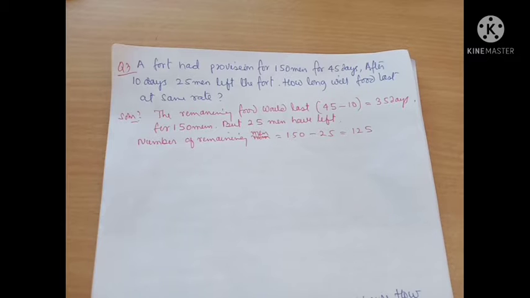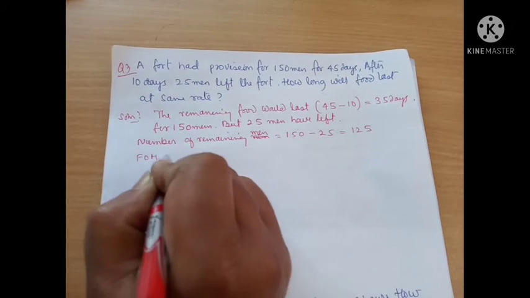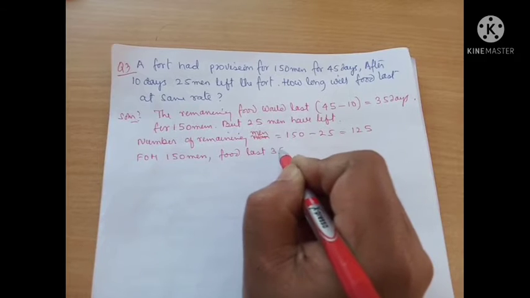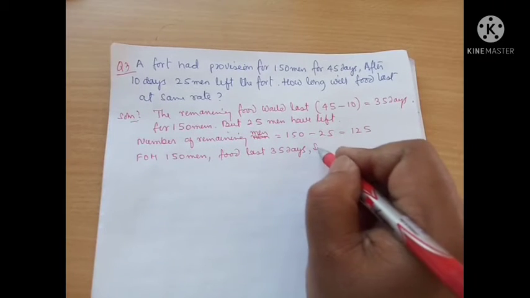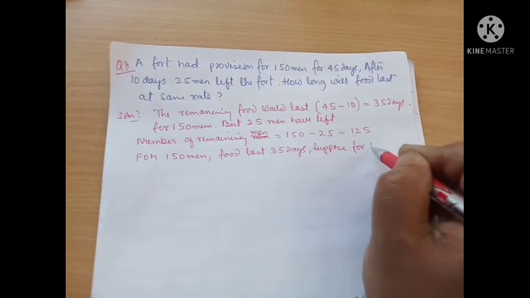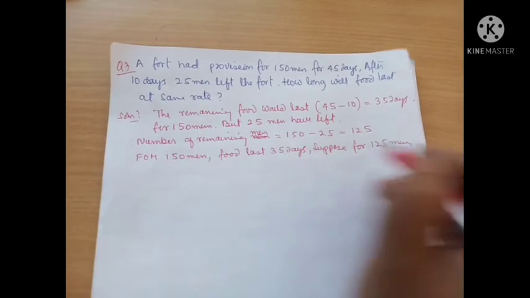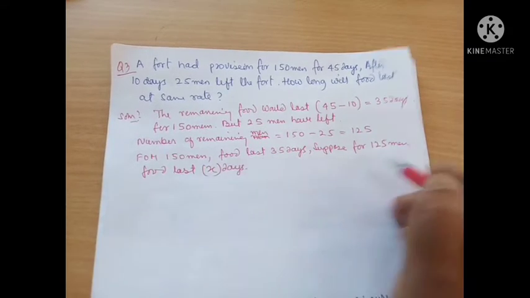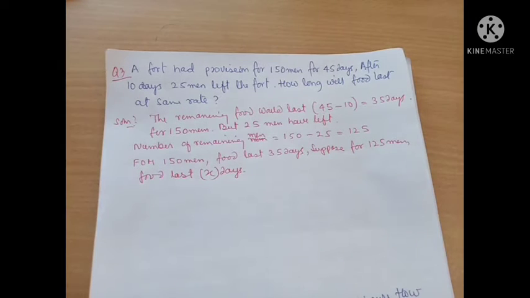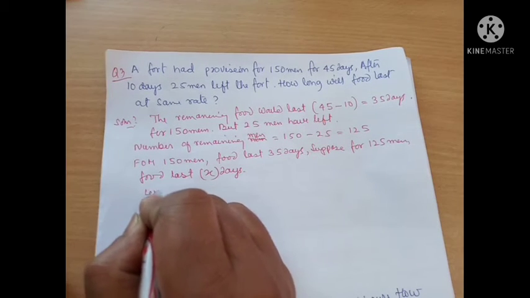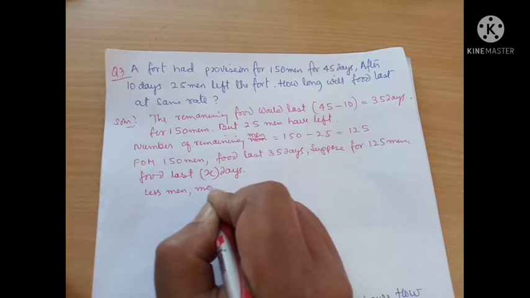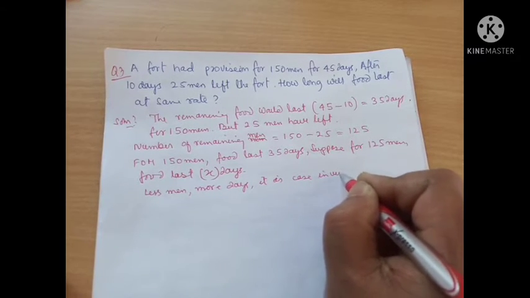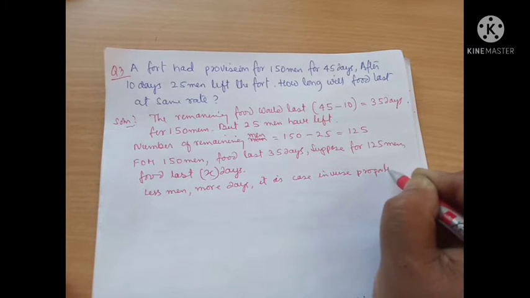Now again, for 150 men the food lasts 35 days, we have seen here. Suppose for 125 men the food lasts x days. That means we are going to find out the food for the 125 men. So here we have seen that less men, more days. It is a case of inverse proportion.